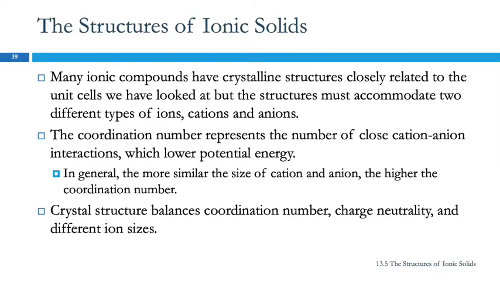So ionic solids, this is where we're going to use those unit cells that we looked at earlier. But what's different here is that we're going to have two different kinds of ions in the unit cell instead of a single kind of atom. And so then the coordination number represents the number of close cation-anion interactions. So crystal structures of ionic compounds are a little bit tricky because they have to balance coordination number, charge neutrality, and different ion sizes.